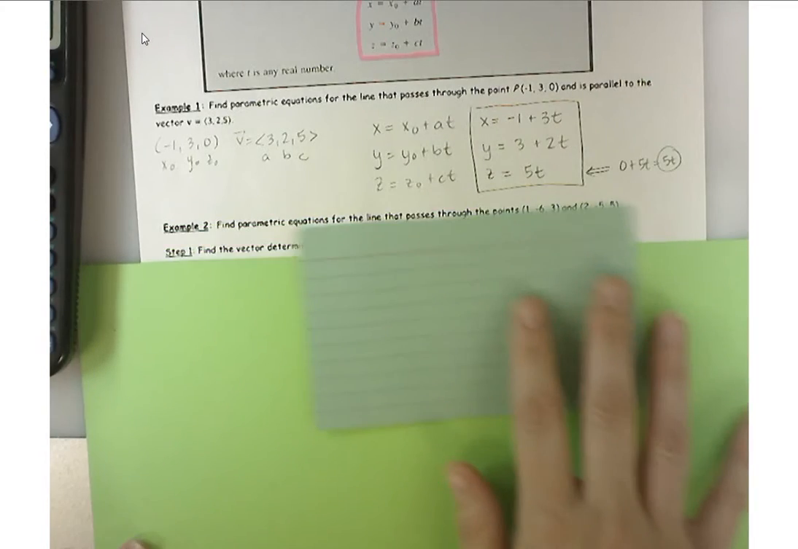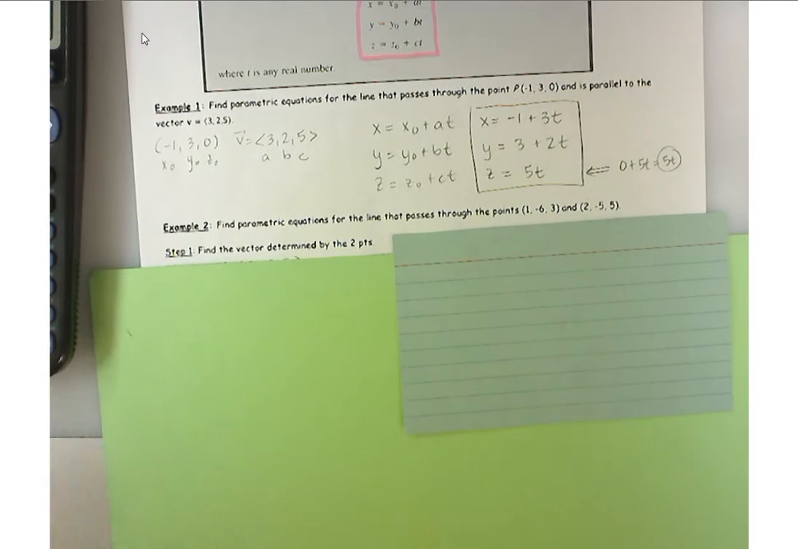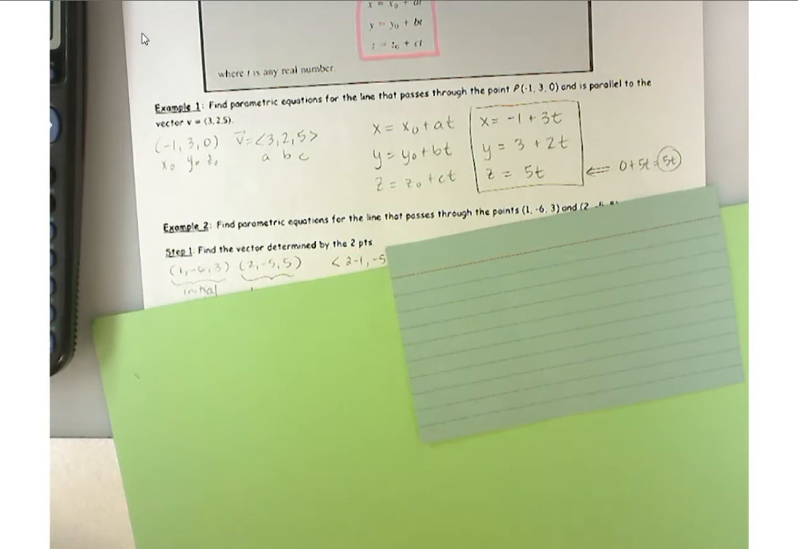All right, now for example 2, you're going to find the parametric equations for the line that passes through those 2 points. So in order to create our equations, remember, we have to have a vector. So we are going to create the vector from the 2 points. Right? Henry, how do we make a vector when we're given 2 points? You have 2 points, how are you going to find the vector that goes between them?